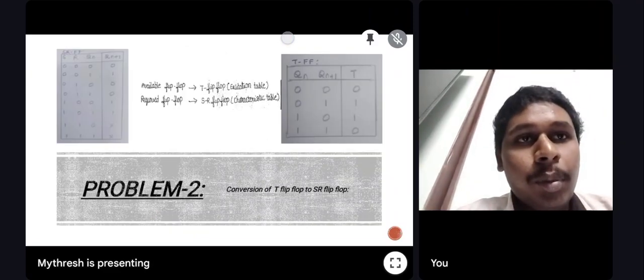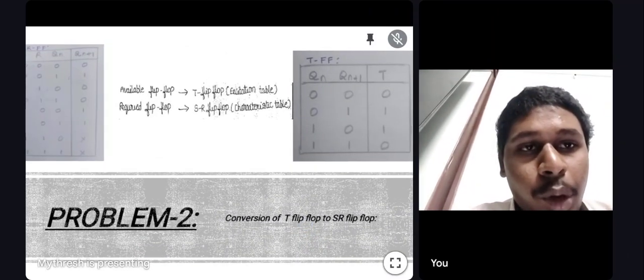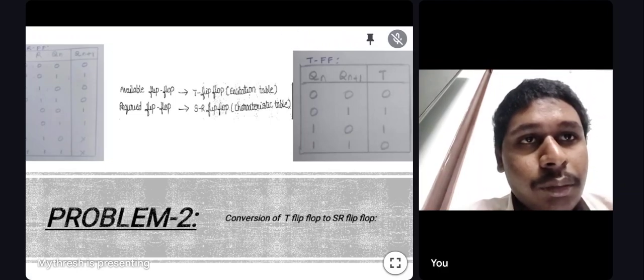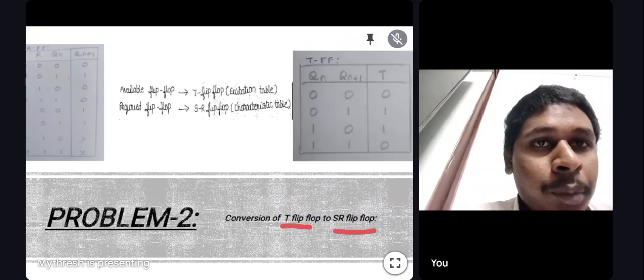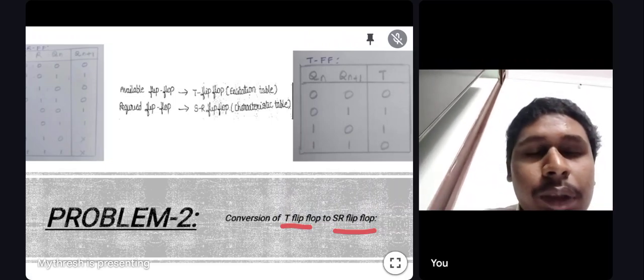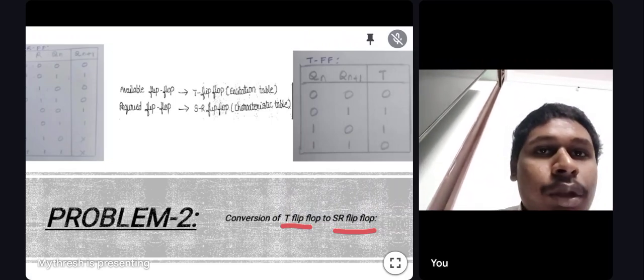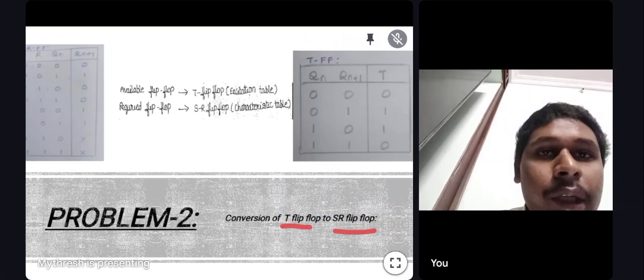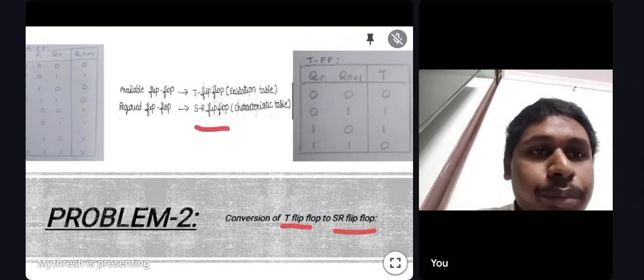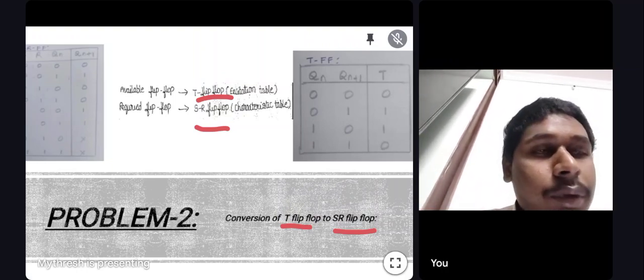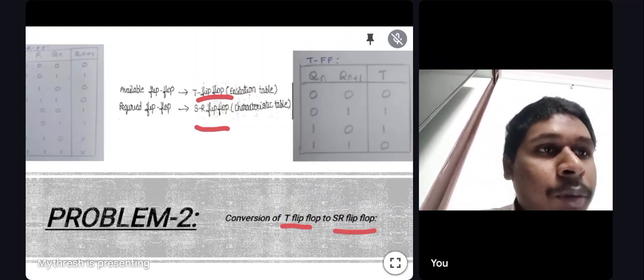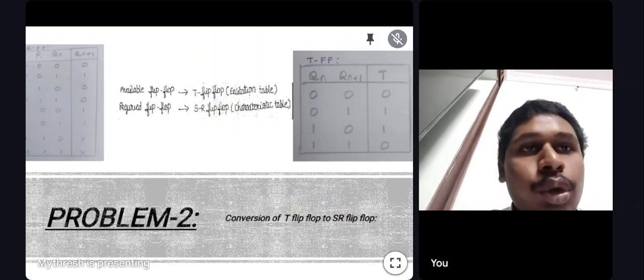So the next problem is the conversion of T flip-flop to SR flip-flop. It is very direct. We have to convert the T flip-flop into SR. So what is the required flip-flop? It is SR. And what is the available flip-flop we have? It is T. So for the T flip-flop we write the excitation table, and for the SR flip-flop we will write the characteristic table. So let us write them.